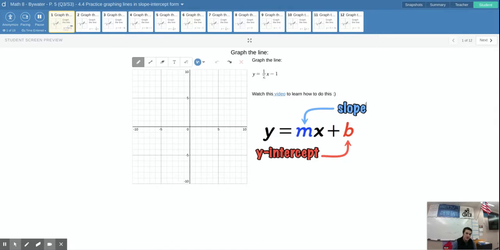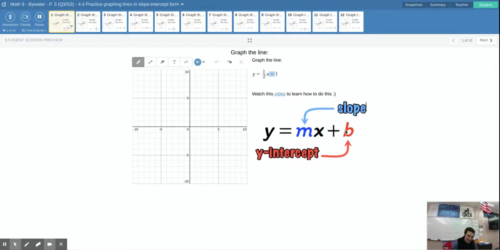So in this example here, my m, aka slope, is 1/2. Now, this other number is my b value, that number that's by itself, that number that is not attached to the x is my b, or my y-intercept. That's also my start. I start at the b.